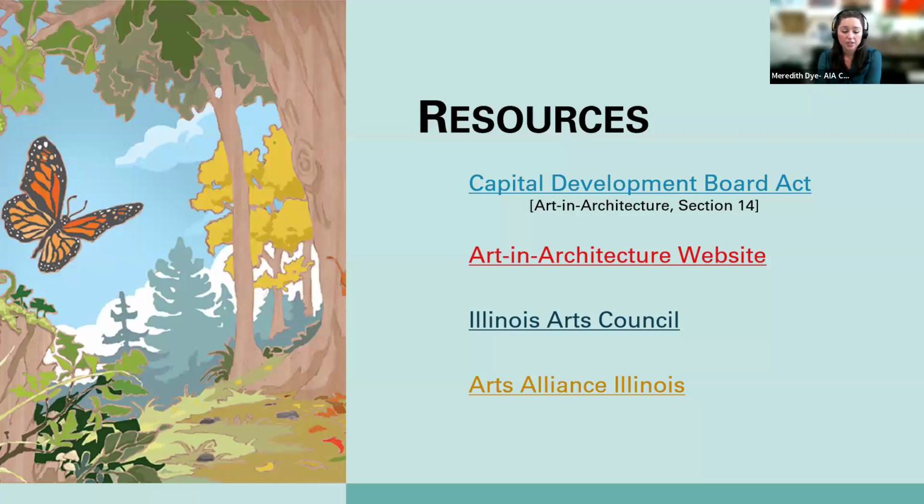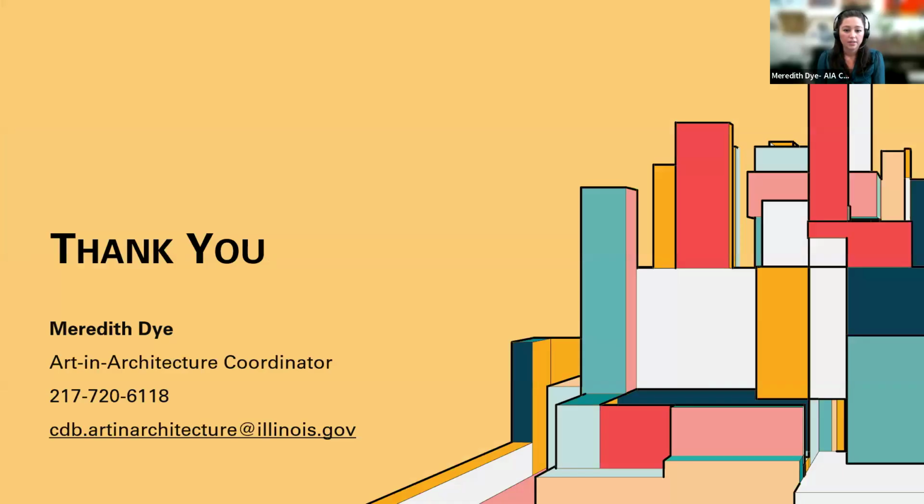Here are some resources available. So the Capital Development Board Act, again, Art and Architecture is Section 14. The Art and Architecture website on CDB's website, a link to the Illinois Arts Council, and a link to Arts Alliance Illinois. So this presentation I will post on the website, so you always have access to that.